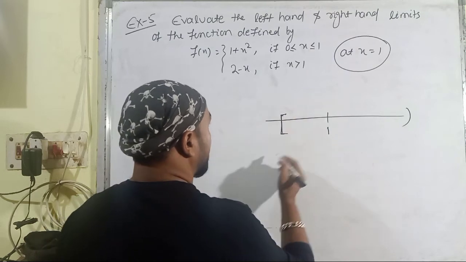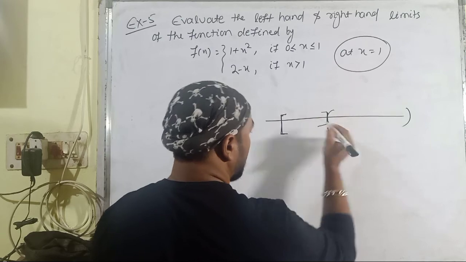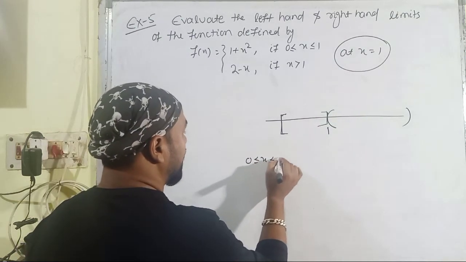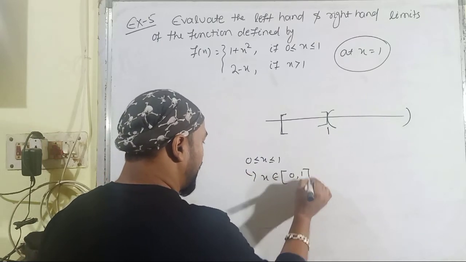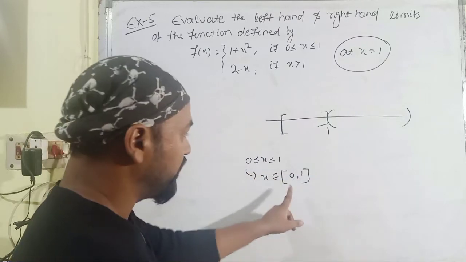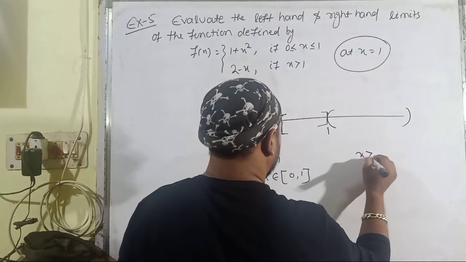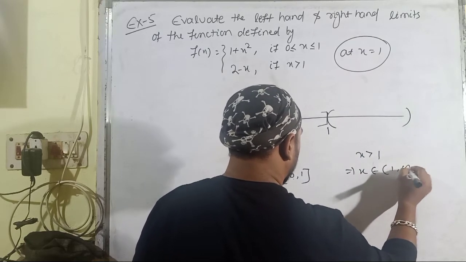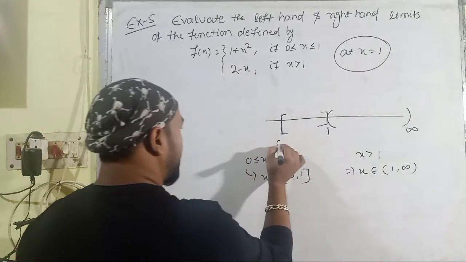Two types of intervals are there. The first one is 0 ≤ x ≤ 1. That means x belongs to the closed interval [0, 1]. This is the first interval. And the second interval is x > 1. That implies x belongs to (1, ∞). This is the point infinity, and here it is 0.